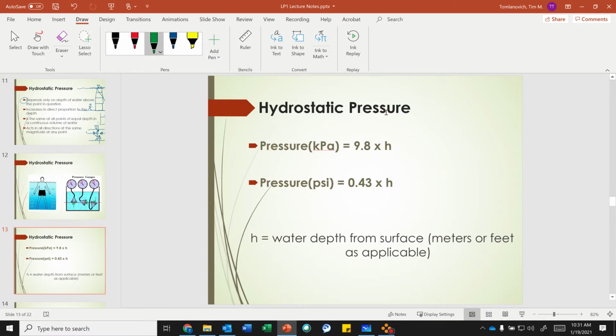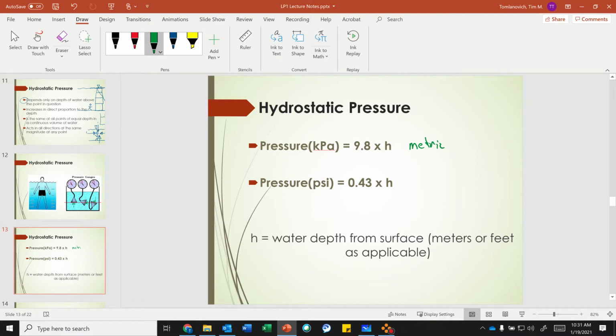Okay, hydrostatic pressure formulas. So this is, in metric, 9.8 times H. Okay, H is the height, and this is in meters. So this is the metric.